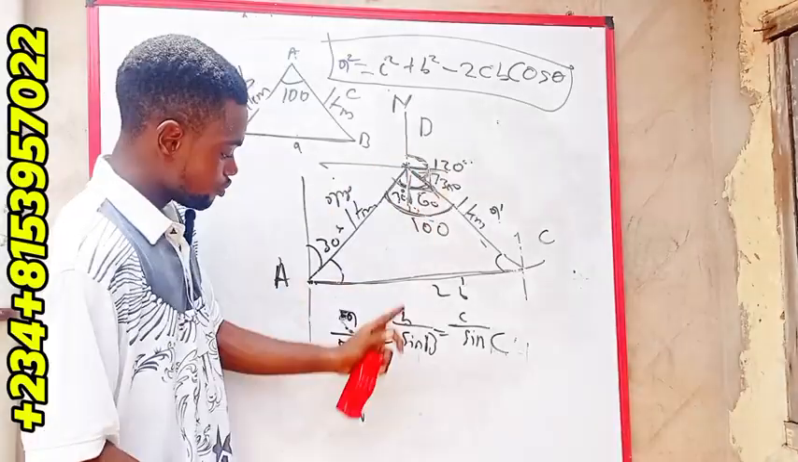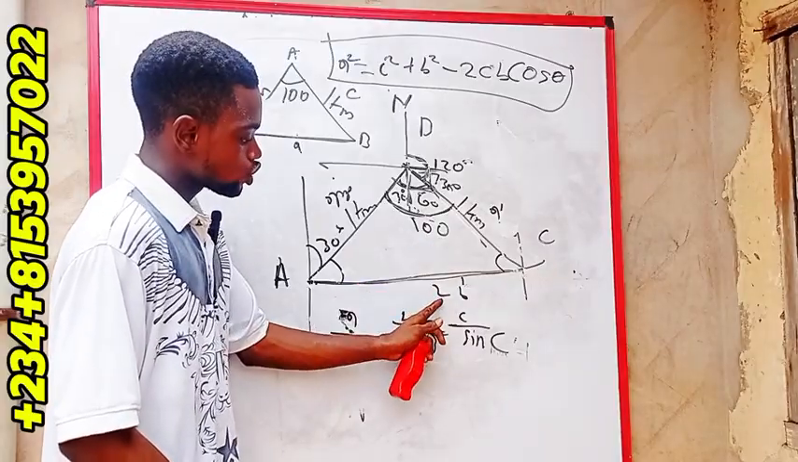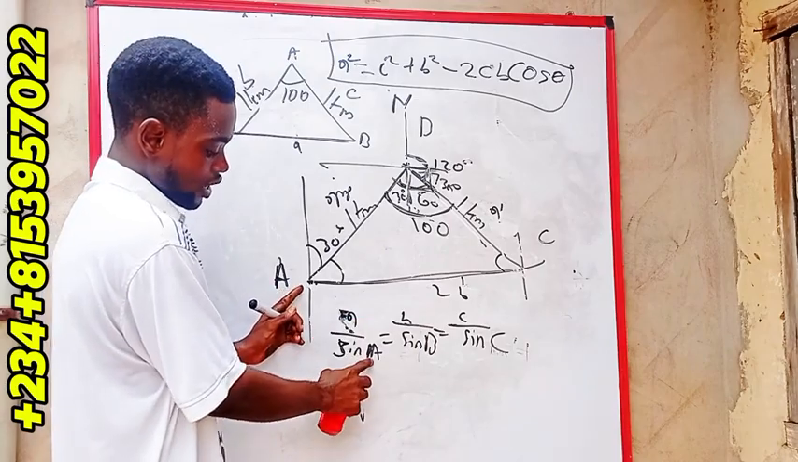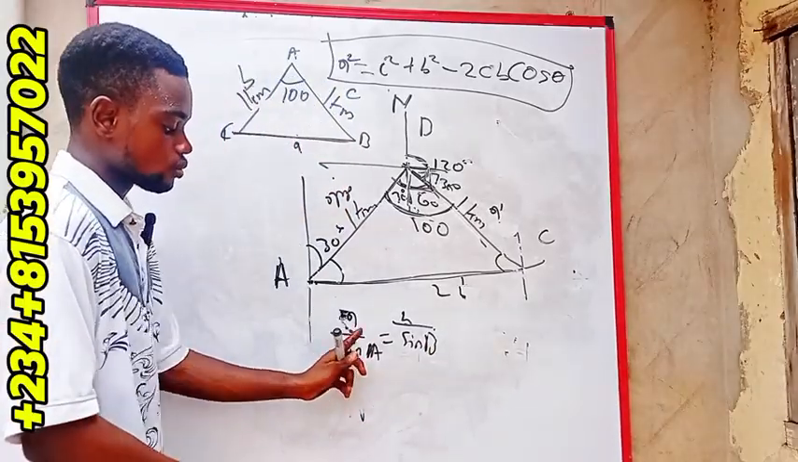As you can see, I have B. I know my B, which is this angle. I also know my small b, which is this distance. And I'm asked to find A. Since I know B, I'm going to use this one, and I'm going to use these 2.